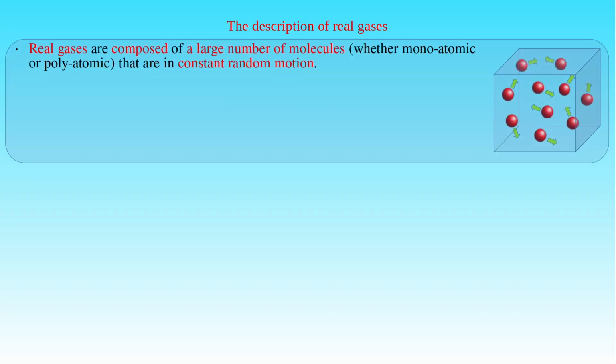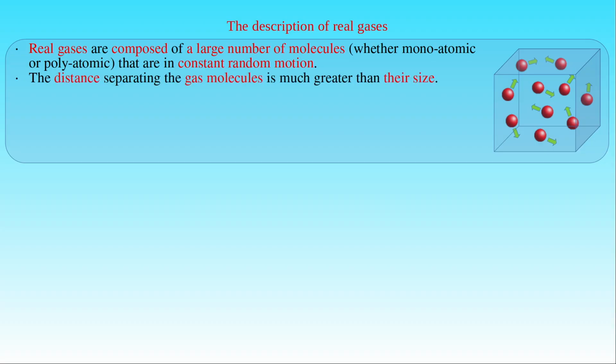Studying the deviation of the behavior of real gases from the ideal gas law led us to introduce the discrete nature of gas with the following assumptions. Real gases are composed of a large number of molecules, whether monoatomic or polyatomic, that are in constant random motion. For the sake of simplicity, we will call the gas particles molecules even if they are atoms, as in the case of noble gases. The distance separating the gas molecules is much greater than their size.